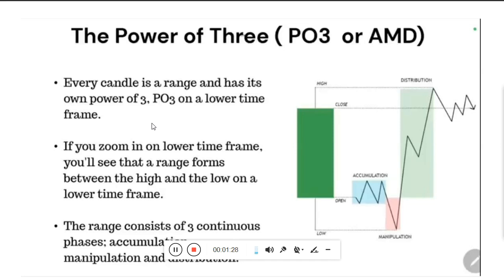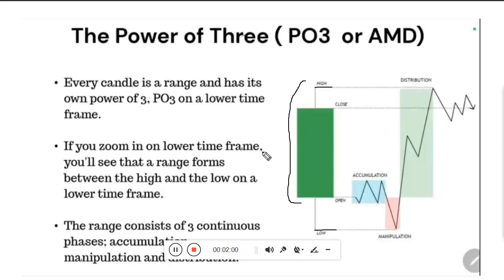So once you understand the power of three, the accumulation and manipulation of a particular candle, obviously you can predict the next move. If you zoom in on a lower time frame, you will see that a range forms between the high and the low. Let's assume this is a daily candle. Once you mark the high and the low of this daily candle, when we go down to a lower time frame like the 1 hour or 15-minute time frame, this is what we'll be seeing.